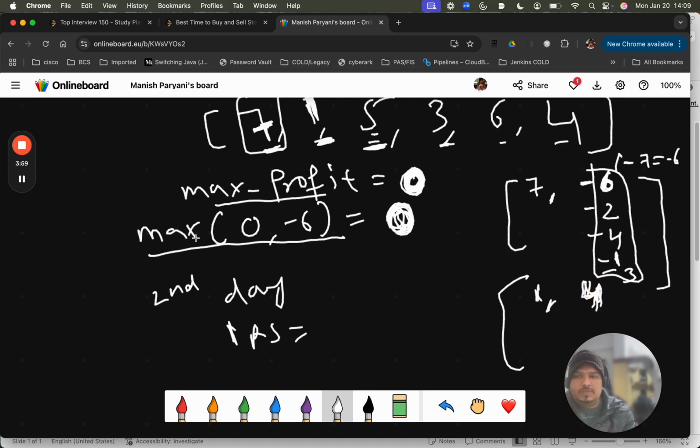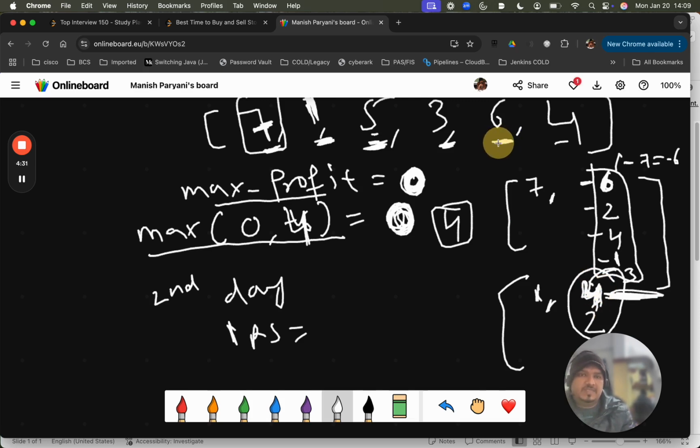If I use this logic, max of 0 comma 4 here, definitely my answer would be 4. So far I'm making a profit of 4 rupees here, right? This is not the best case, but I'm making some profit now, at least. Now if I sell on the third day, I'll make a profit of 2 rupees. So if I compare this 2 and 4, which is maximum? This 4 only, right? So far the maximum profit I'm making is 4 rupees only. Now if I sell on the fifth day, I'll make a profit of 5 rupees. So which is maximum? This 4 or this 5? This 5 definitely.